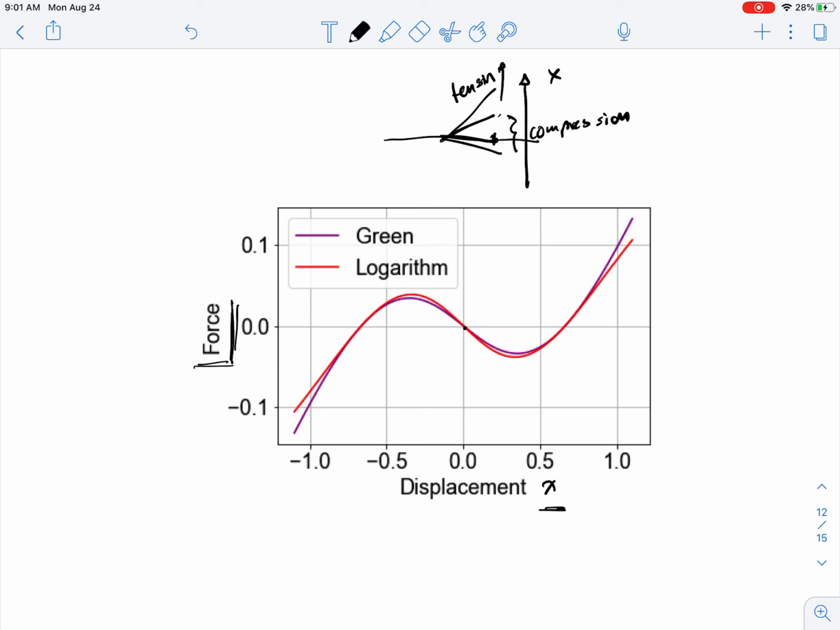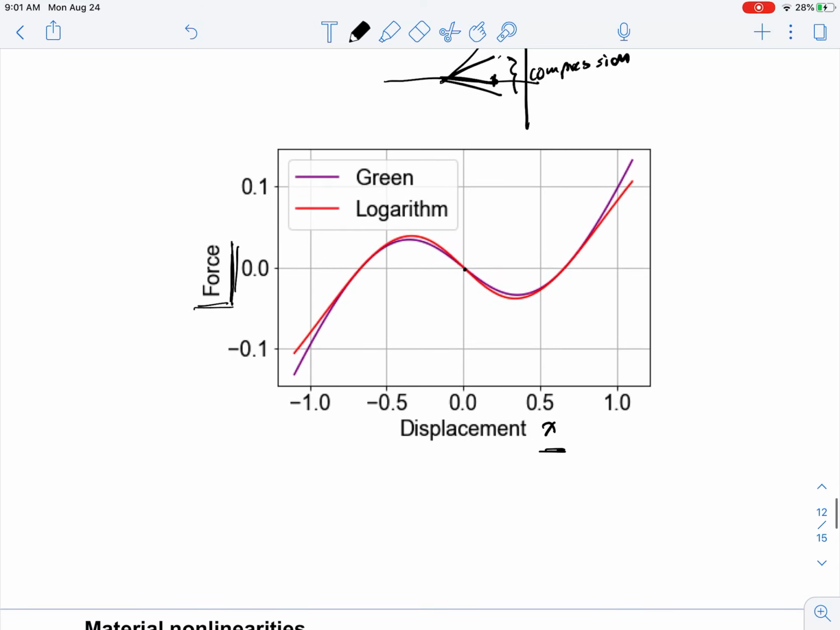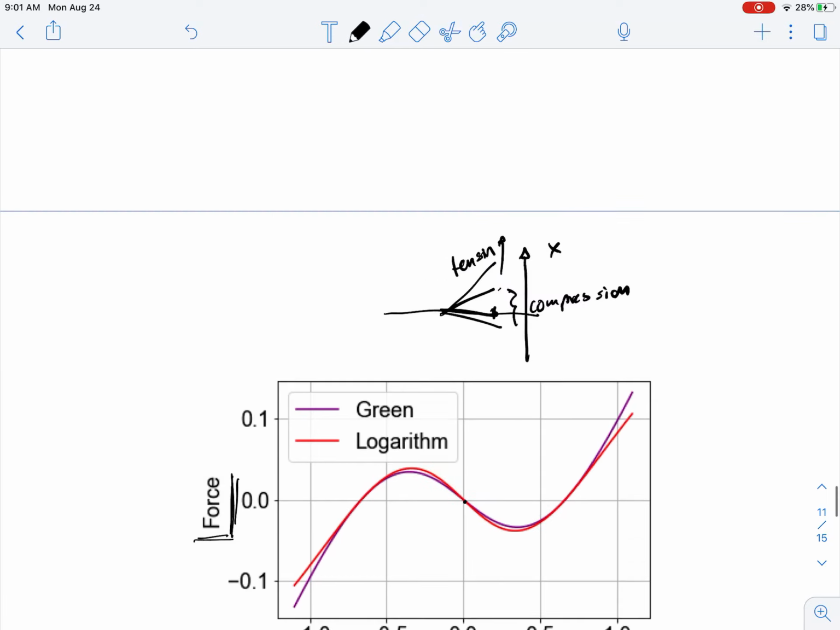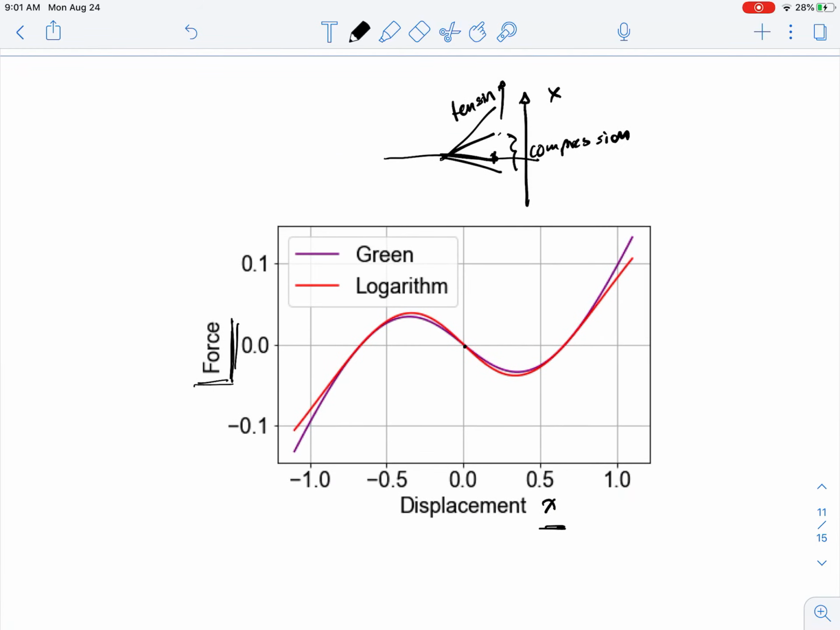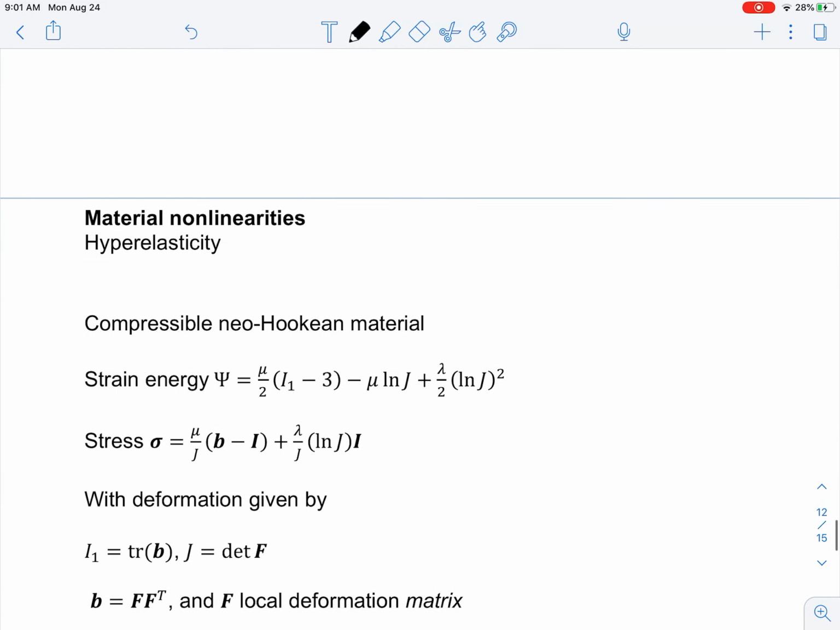But you can see that in either case, the function is clearly nonlinear. And there's not that much difference between the Green and the logarithmic strains up to a certain value of the displacement x. Obviously, as you go higher and higher, there is some difference, but for small deformation, they are very similar to each other. All right, so that is one of the first concepts that I wanted to cover, more related to what we're going to talk about in this course, which is nonlinear strains. And the other one is nonlinear stresses.